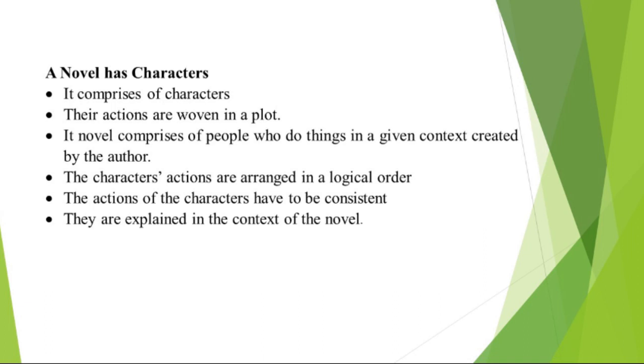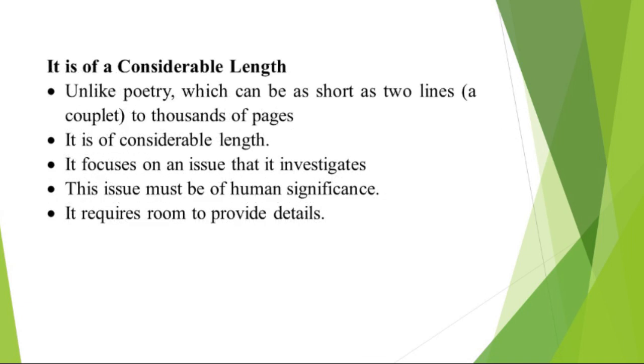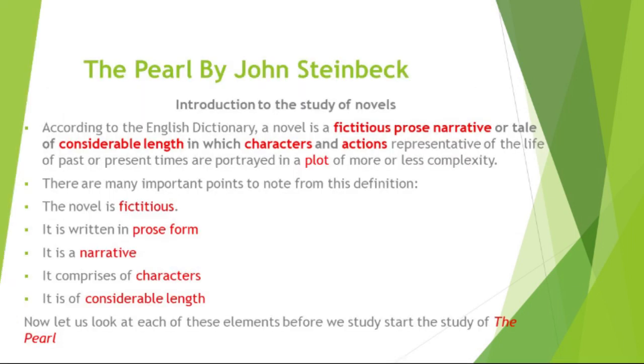Finally, this definition tells us that a novel is of a considerable length. Unlike poetry, which can be as short as 2 lines, a novel is defined by the fact that it is of considerable length. This is because a novel focuses on an issue that it investigates in order to arrive at a way of interpreting it. This issue must be of human significance. This means that it requires room to provide details. Bear all these things in mind as we proceed to study John Steinbeck's The Pearl.